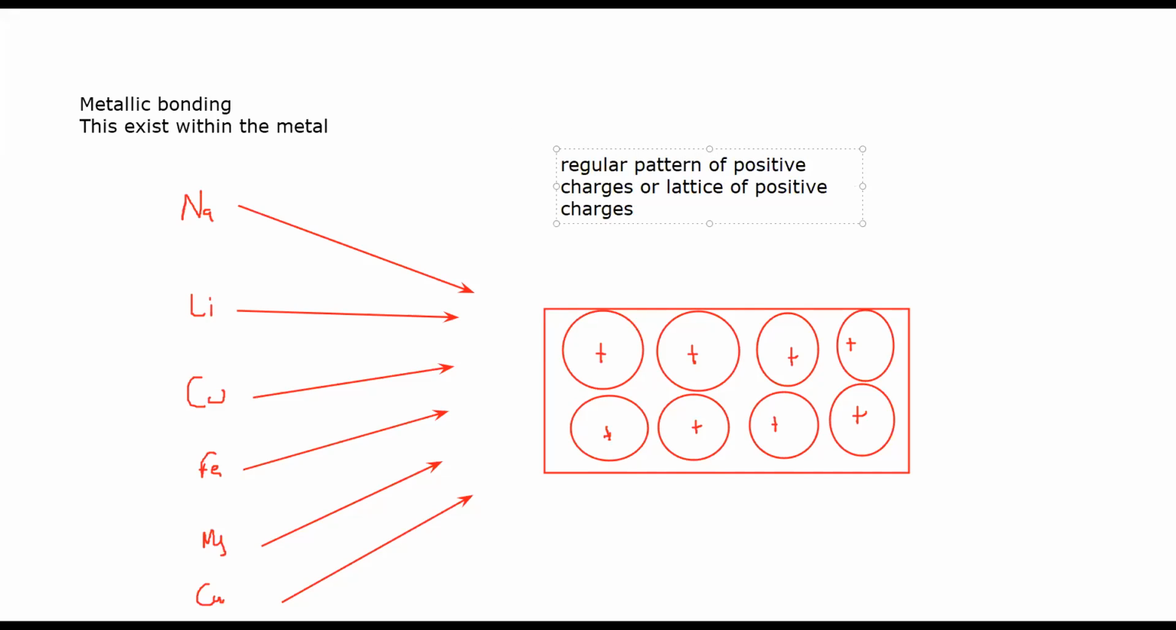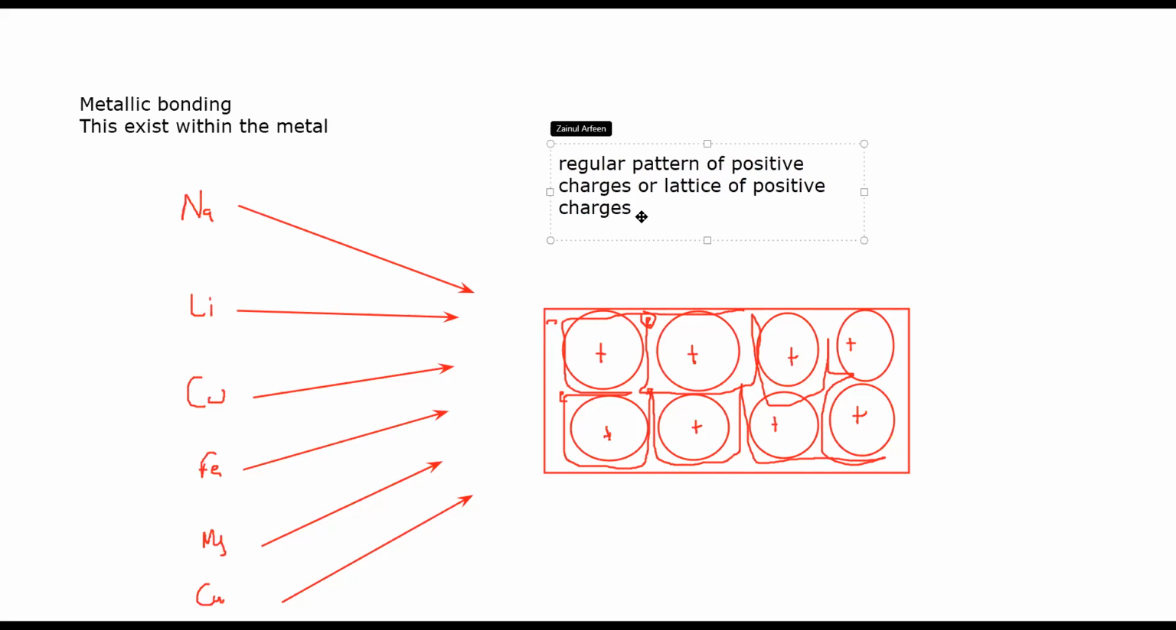So a regular pattern of positive charges, or a lattice of positive charges. And what happened to the electrons which they lost? The electrons are free to move. Like if an electron which is here, it can move anywhere within the structure. So these electrons are free to move. This is what we call the sea of electrons, or delocalized electrons.